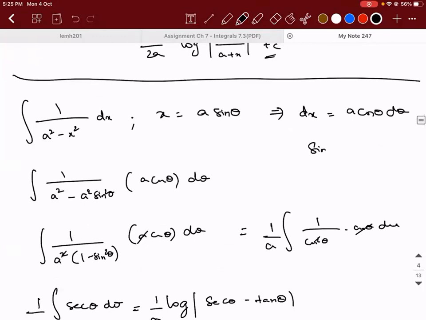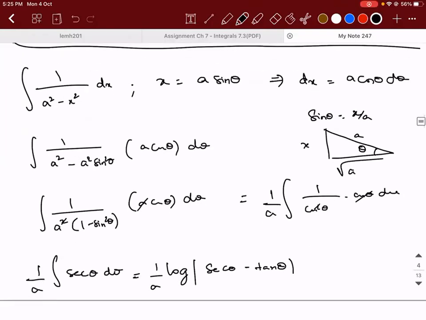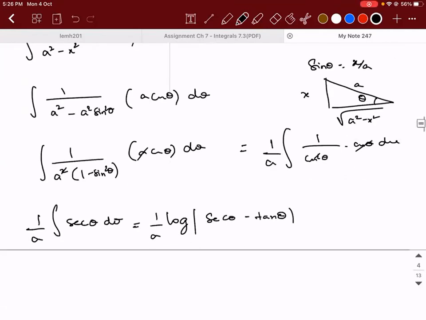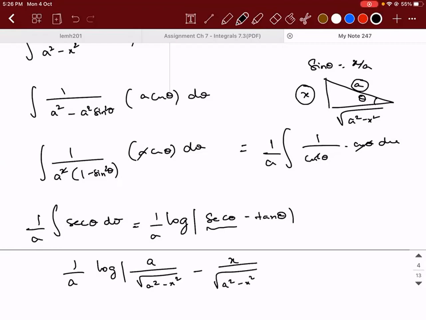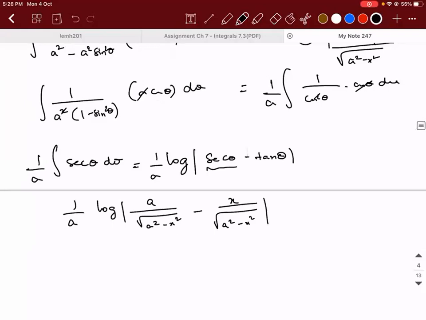Remember, sin theta is equal to x by a. If I take this as theta, this is x, this is a, then this will be root of a square minus x square. Correct? So 1 by a into log of, what is secant theta? Tell me. A divided by root of a square minus x square. Minus, what is tan theta? X divided by root of a square minus x square. Correct?